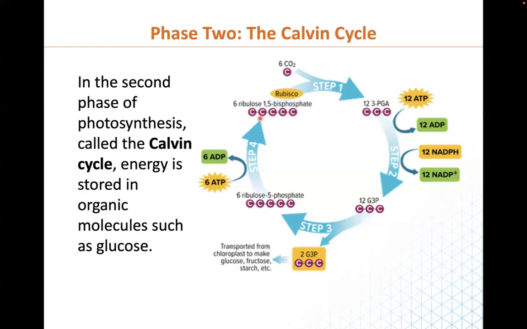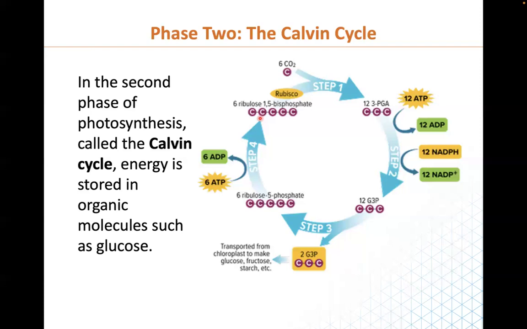The 3-PGA molecule is a very high energy molecule. So it needs to use 12 ATPs. It also needs to use 12 NADPH to change the 3-PGA to a higher energy molecule. It takes ATP and NADPH because the electrons carried by NADPH are being used, and the ATP gives it more energy to become a high energy molecule. So now from 12 3-PGA, you have 12 G3P.